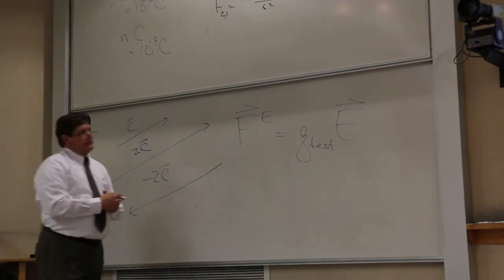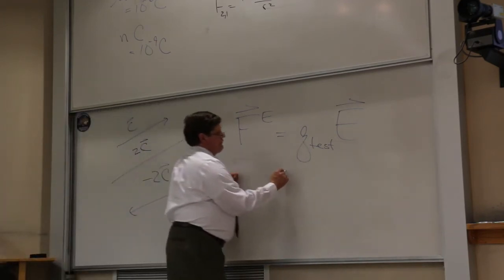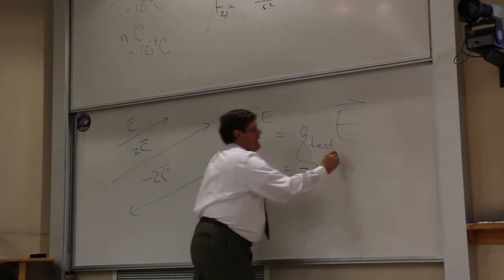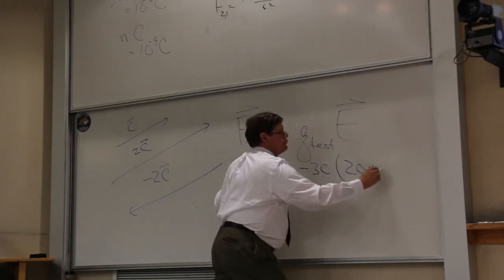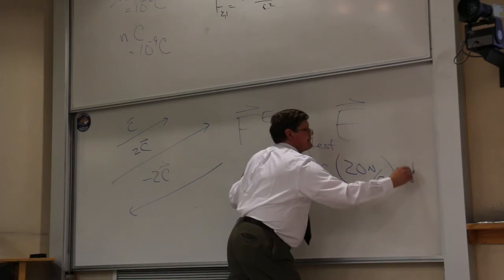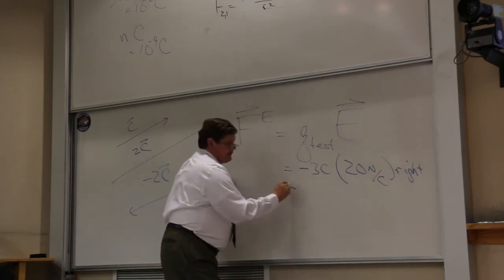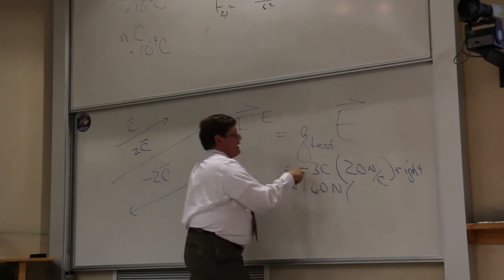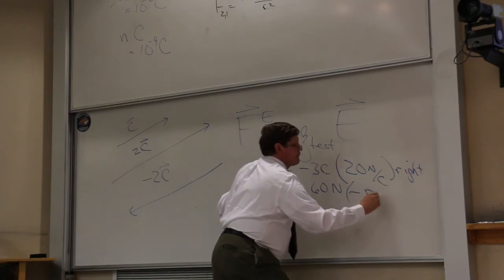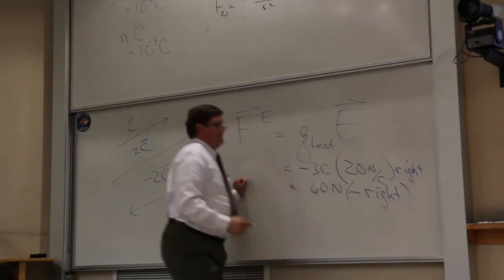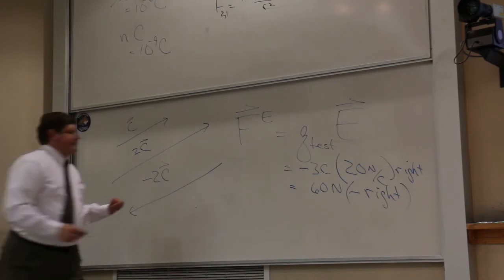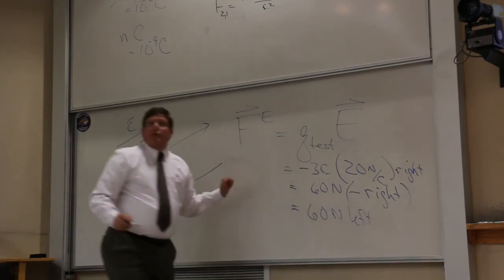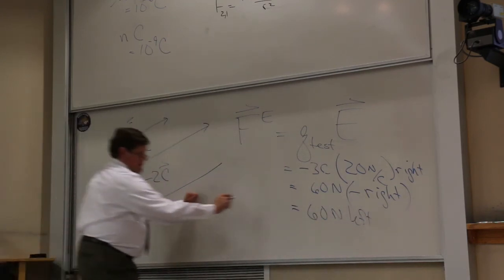Now here's how this works. If that charge is minus 3 coulombs, and if that electric field is 20 newtons for each coulomb to the right, then that's going to give me 60 newtons. The coulombs cancel, and the minus sign goes with the right to give me negative right. What's negative right? Left. Two rights don't make a wrong, but three lefts make a right. Just saying.